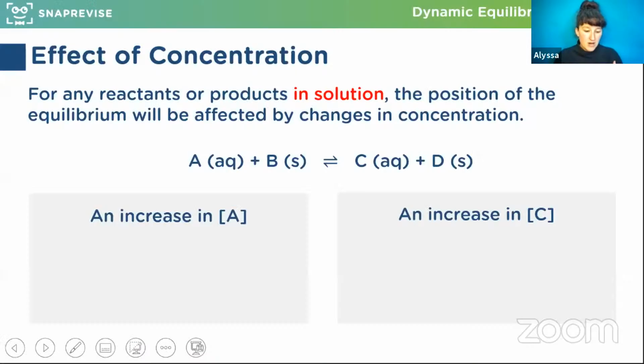Okay, lovely. Right. So next part 2, which I need to whiz on a little bit because I've been talking a bit too much. The effects of concentration. So for any reactants and products in solution, the position of the equilibrium will be affected by changes in concentration. So when we're talking about concentration, it has to be in solution. That's what those square brackets mean. Hopefully you guys are okay with that.